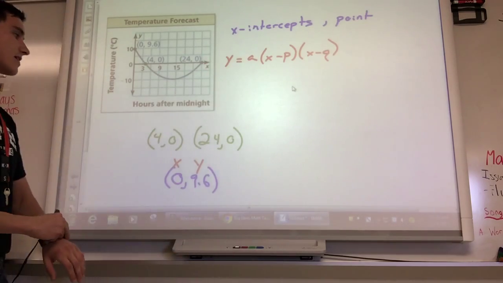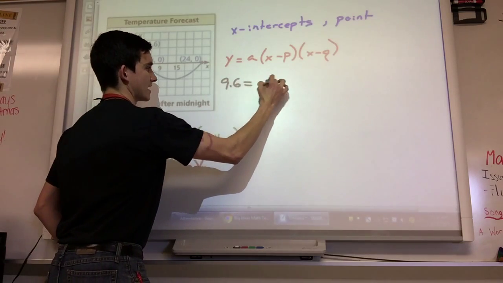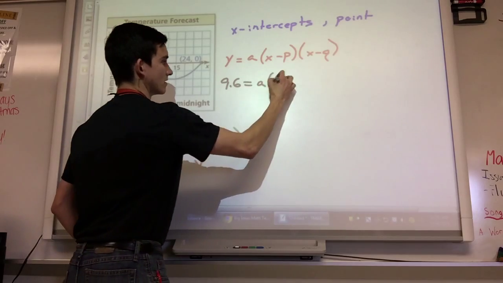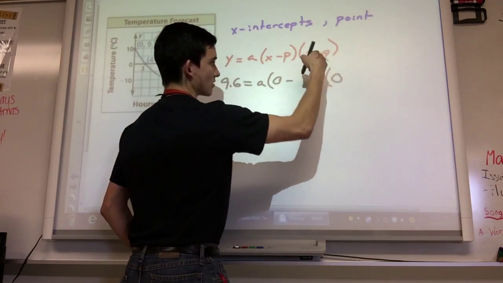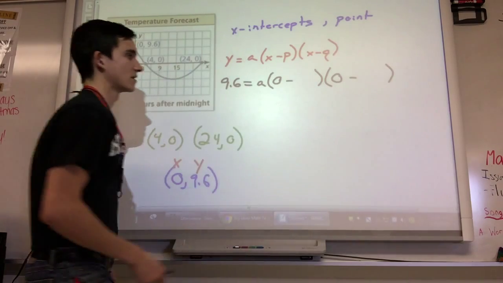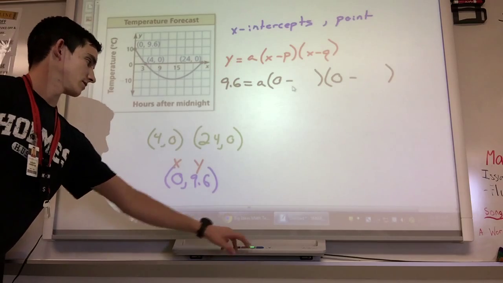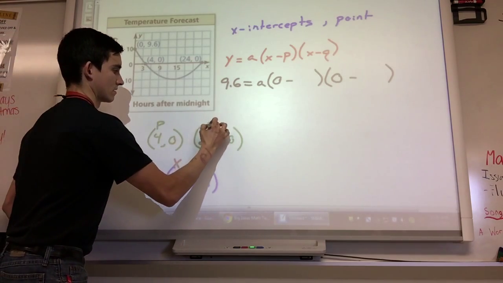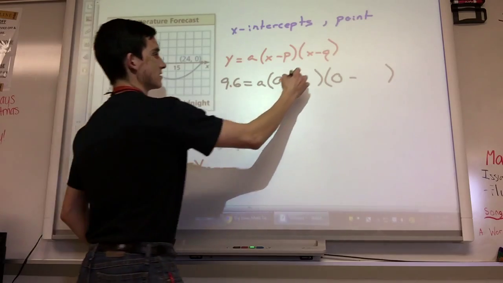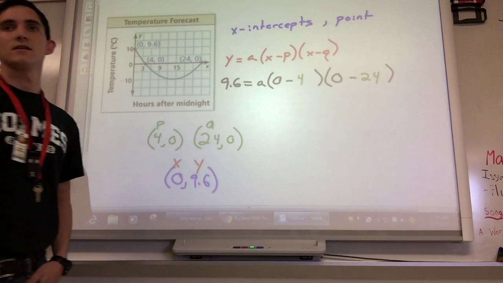So let's go ahead and write this out as we go through. 9.6 equals a times (x is 0), 0 minus something. Where are the p and the q coming from? The roots, right? So p, q. Okay, minus 4, minus 24.